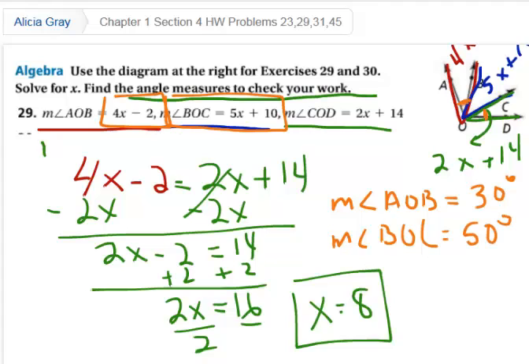And you know what? Because these are congruent, angle COD, which is this one right here, should be 30. Because the red one was 30, so the green one should be 30 as well. But I'm going to plug it in just to double check. If I substitute and put an 8 here, I would end up with 16 plus 14, which equals 30. So I am just so awesome.